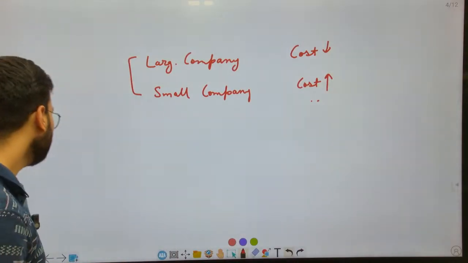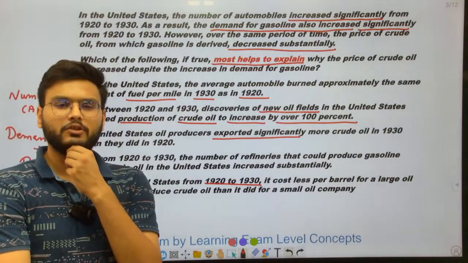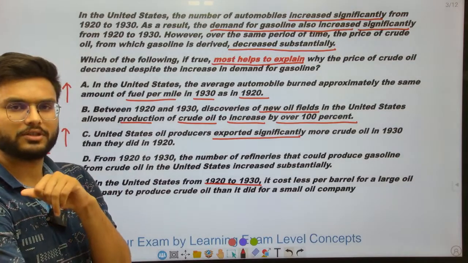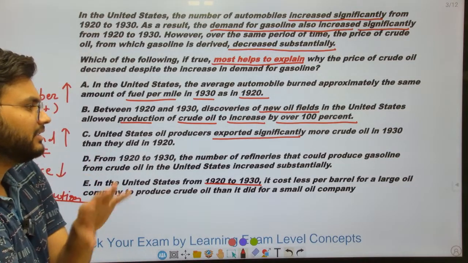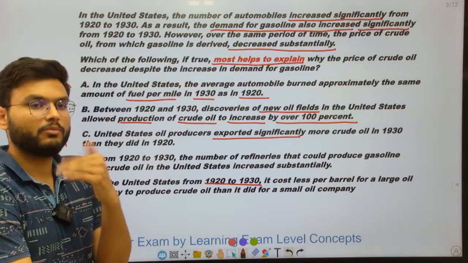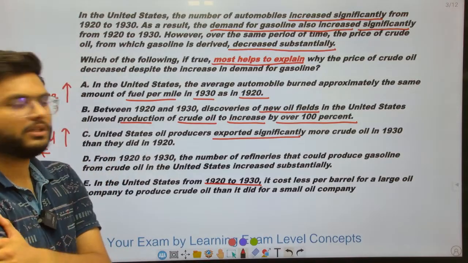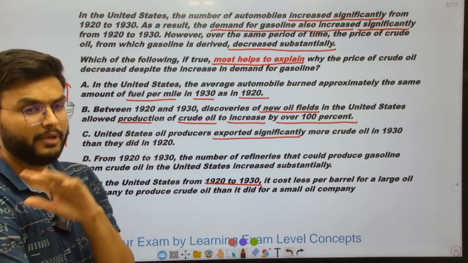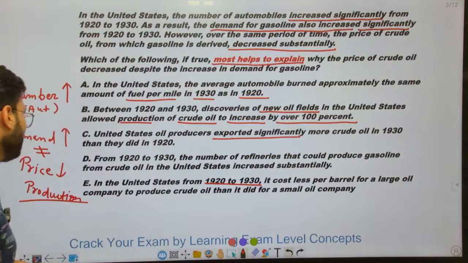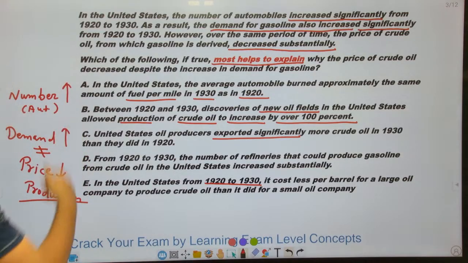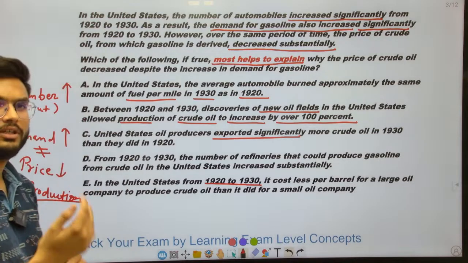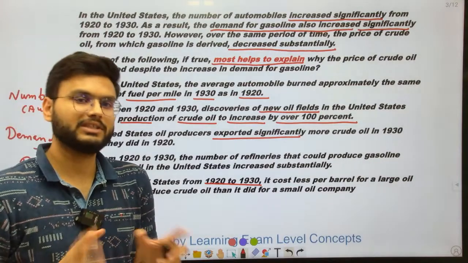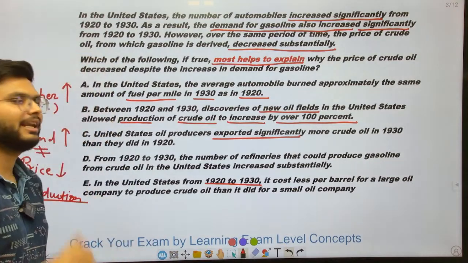But then also it does not give you a reason to believe the idea that, because of this factor of cost, smaller companies are charging more. It means smaller companies have to pay more per barrel, and larger companies have to pay less per barrel. And because of this factor, the third element we are seeing is that the number increased, demand also increased, but on the other hand, price decreased. No, it does not give me a reason to believe this idea to be true. So this factor is irrelevant.